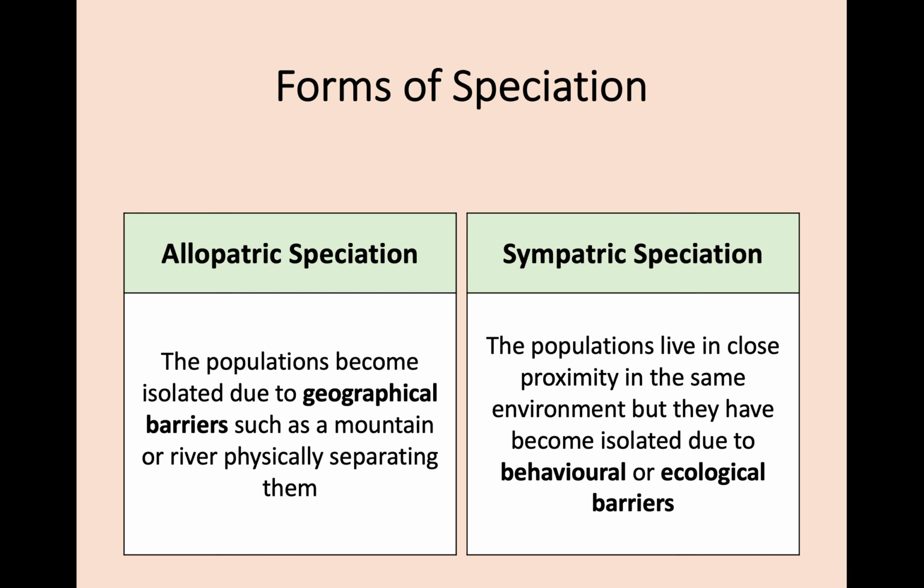But the other thing is that geographical barriers lead to allopatric speciation, whereas in sympatric speciation, the population lives in close proximity, they live in the same environment, but they've become isolated due to behavioural or ecological barriers. So instead of this idea of a barrier such as a mountain range or a river forming between a population, in sympatric speciation, the populations are all living together, but they're still undergoing speciation. So again, we'll go into a bit more detail here.